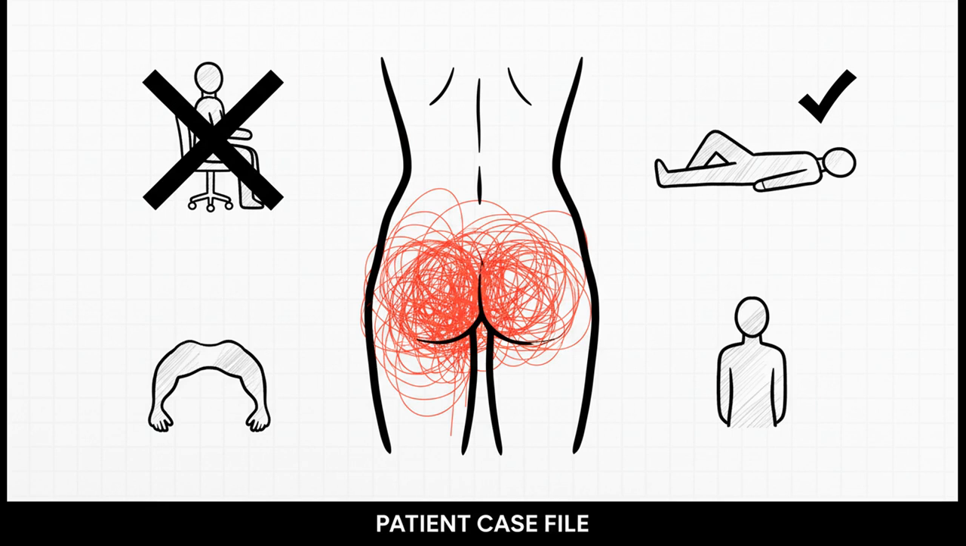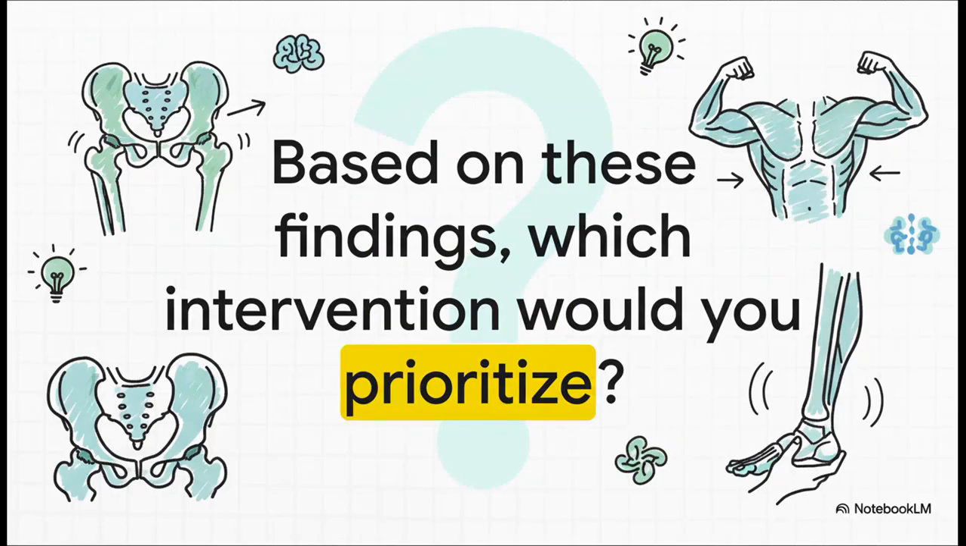So, get those wheels turning. What's your hypothesis? Based on that whole clinical picture, what's your first move? What intervention are you going to prioritize right out of the gate? Are you going with A, an aggressive piriformis stretch, B, strengthening the glute max and medius, or C, a long-axis hip distraction? Think it through for a second. What's the best first step?